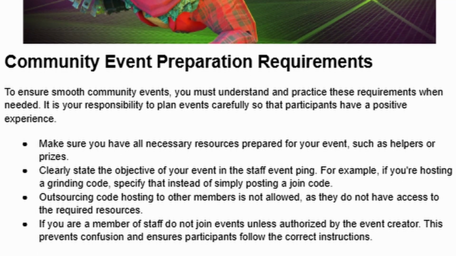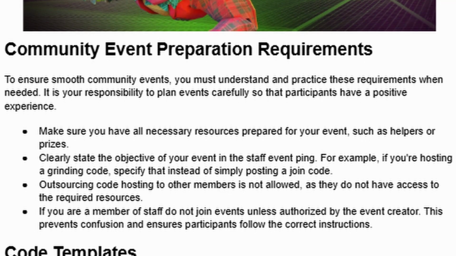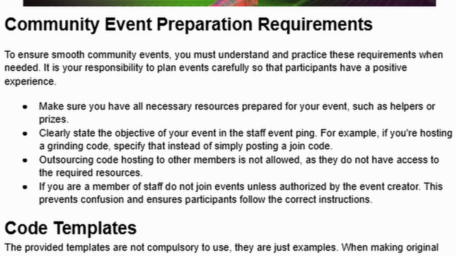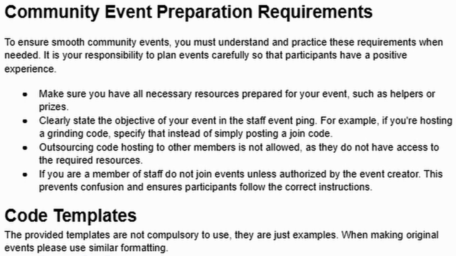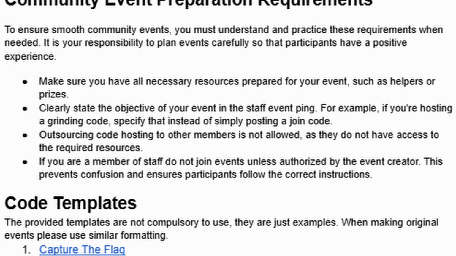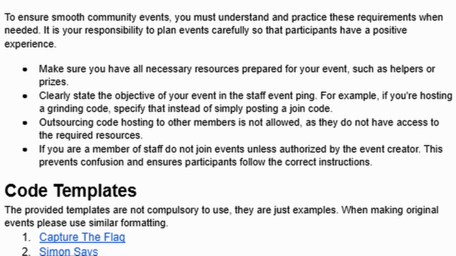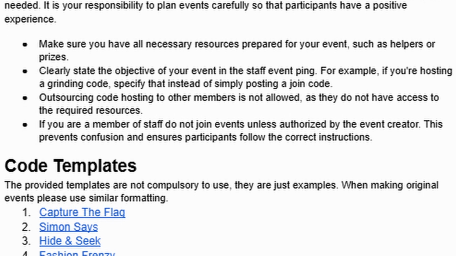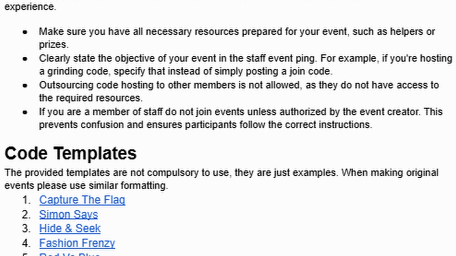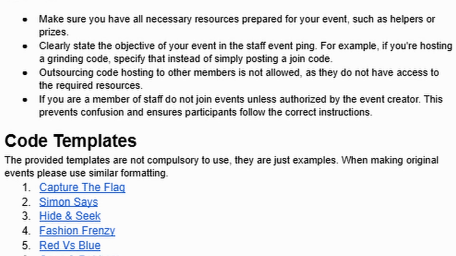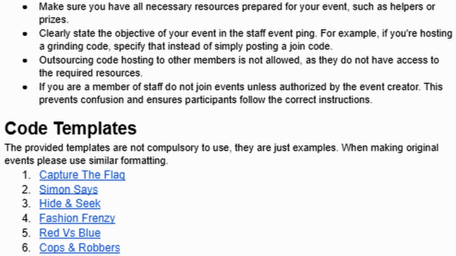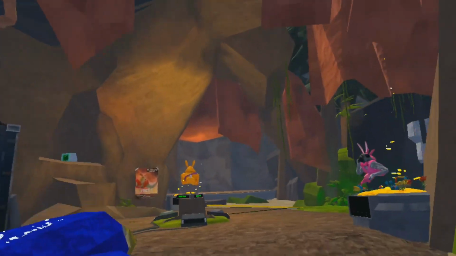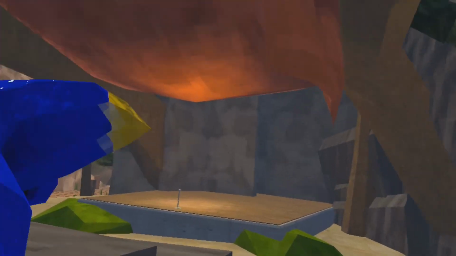They provided some code templates that are not compulsory to use. They are just examples when making original events, so please use similar formatting. Inside all of these little code templates, it's basically just setups for different games like capture the flag, freeze tag, hide and seek, Simon Says, etc. Now, I'm not going to go into all of that unless you yourself are actually interested in the events themselves. If you guys want to see all those examples of those events and how Animal Company does them, then check it out inside this actual document. I'll have the invite link to the Discord where you can check out this announcement inside the description below.